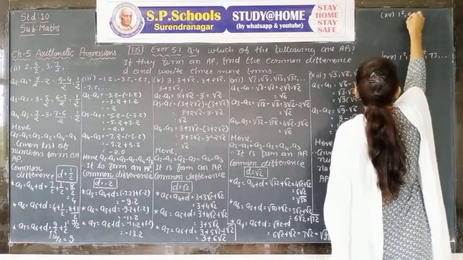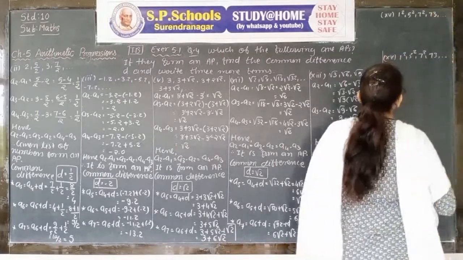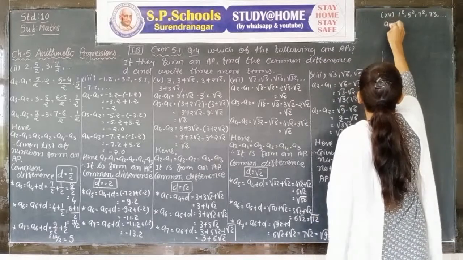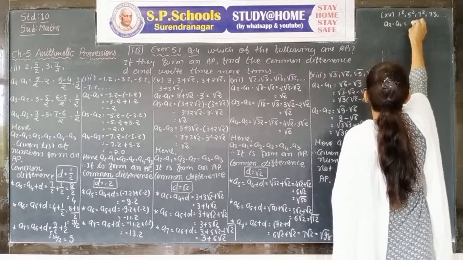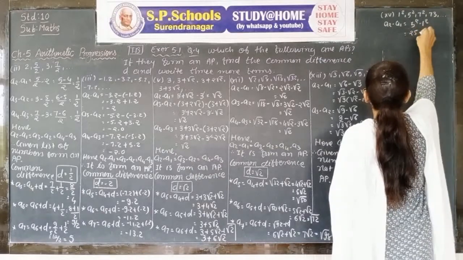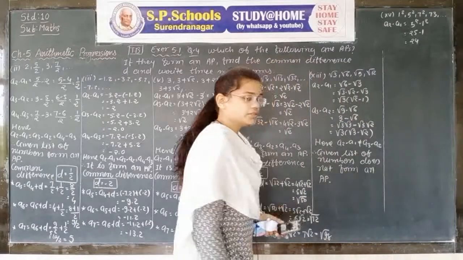1 squared, 5 squared, 7 squared, 73 squared, up to infinity. First, a2 minus a1 is equal to 5 squared minus 1 squared. 5 squared is 25, minus 1 is equal to 24. It is the difference between the first two terms.